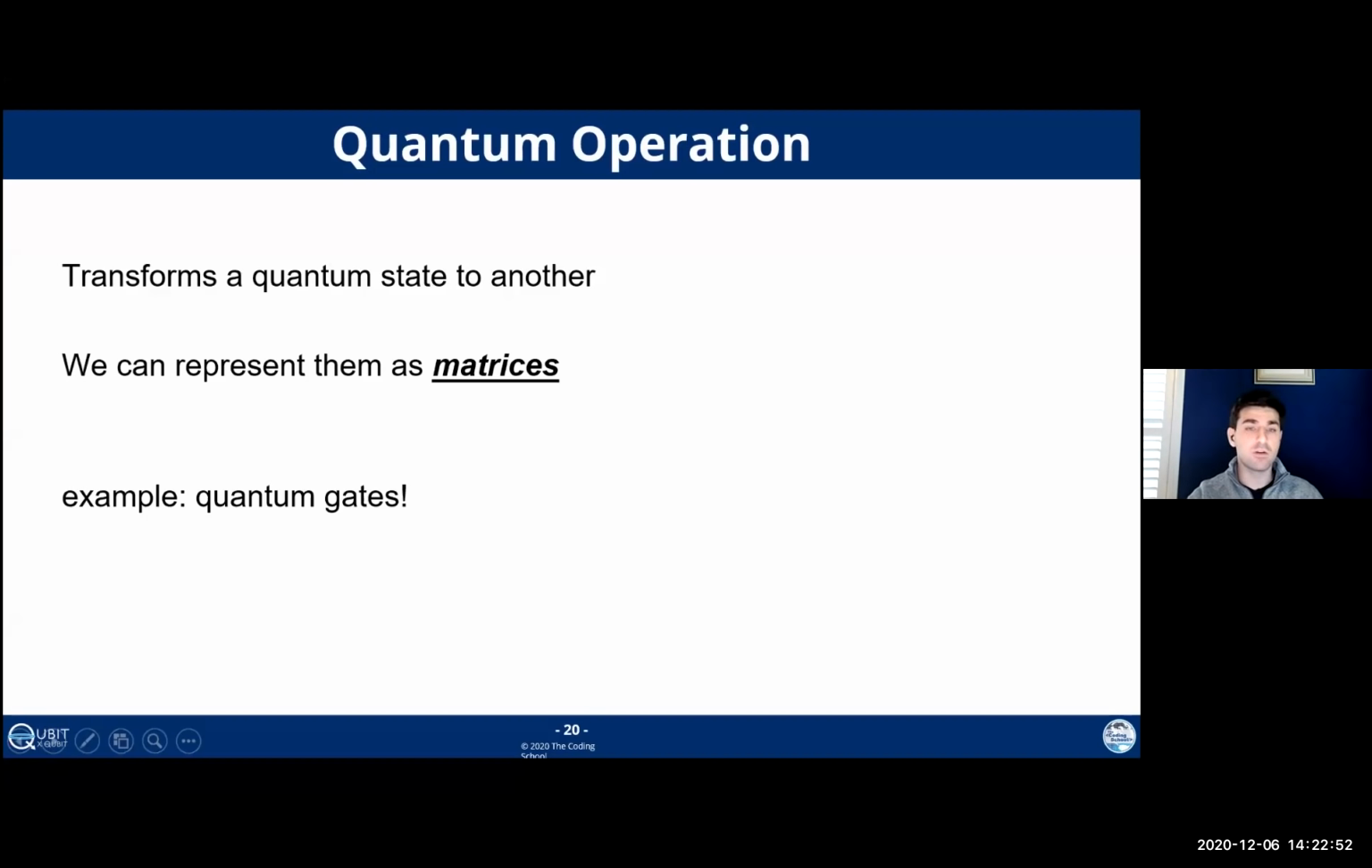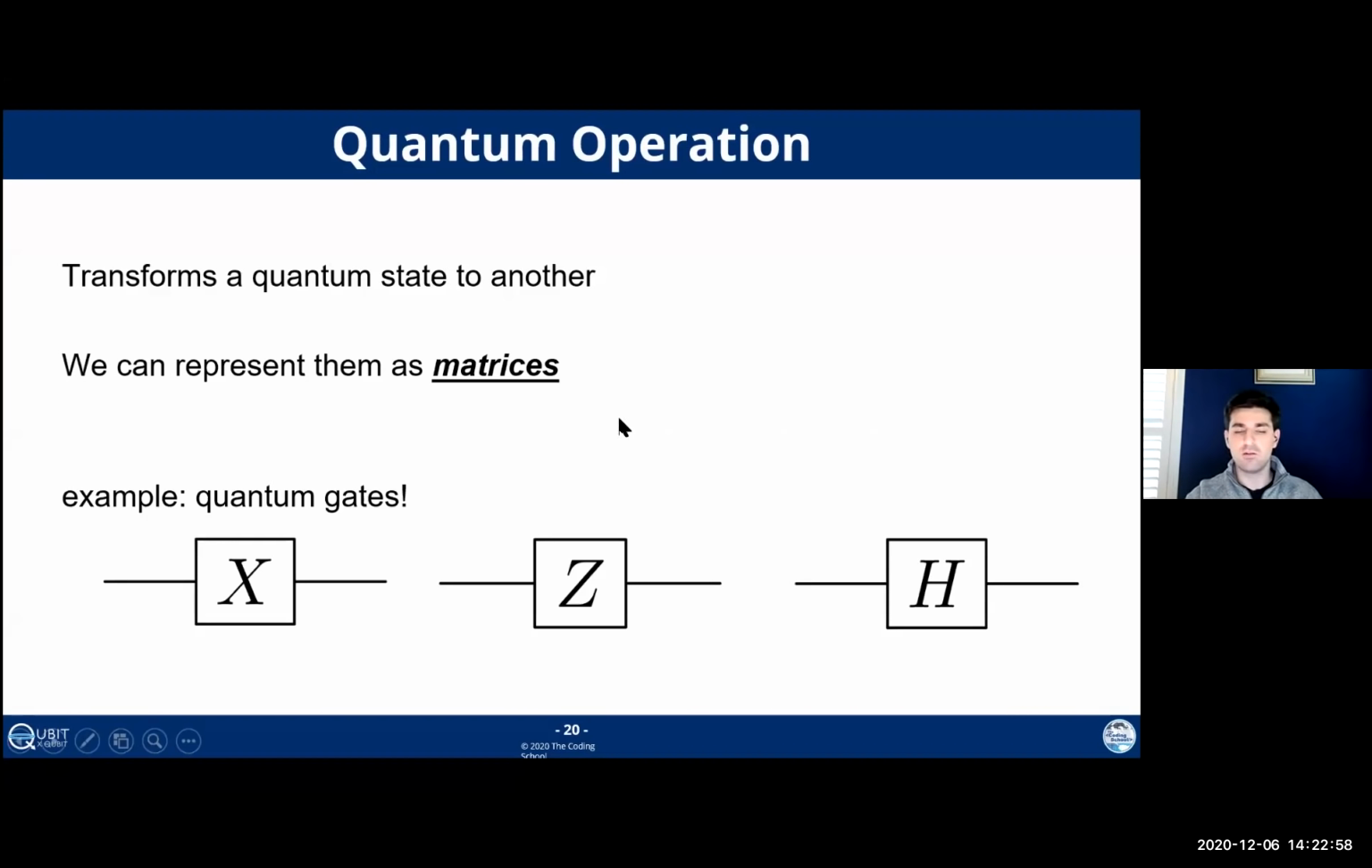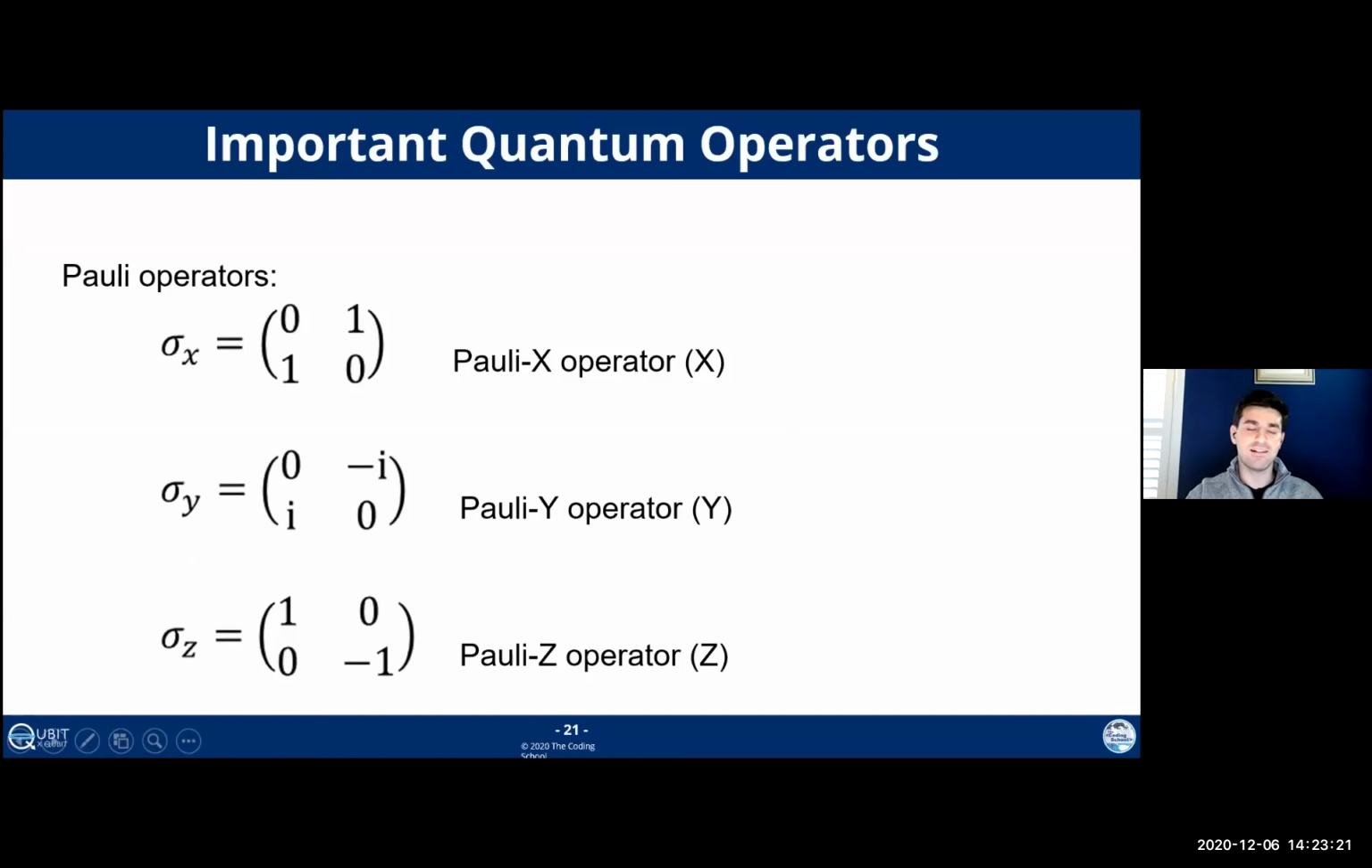An example of quantum operations are quantum gates. All quantum gates are quantum operations. Like in lecture 2, we talked about the X gate, which is the quantum bit flip gate, the Z gate, which is the quantum phase flip gate, and then the H gate, which is the Hadamard gate. We will be seeing these throughout the course, so don't worry if you don't remember exactly what they are right now. In fact, we're going to see some of them on this next slide.